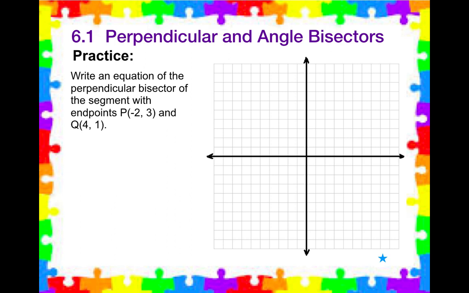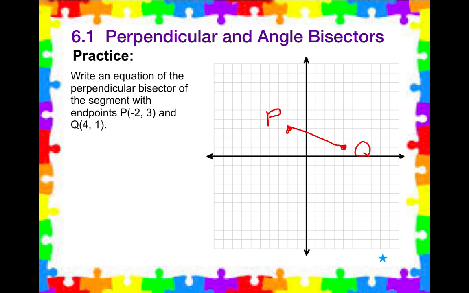Write an equation of the perpendicular bisector. So, writing an equation of the perpendicular bisector of these 2 points, if I graph these 2 points, (-2, 3), so there's P, and Q is (4, 1), I'm just going to sketch that.